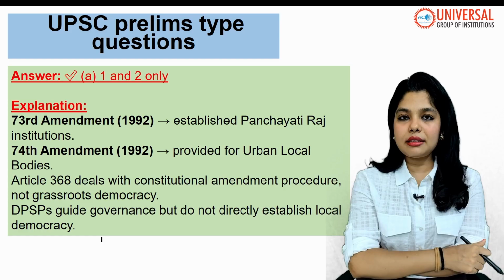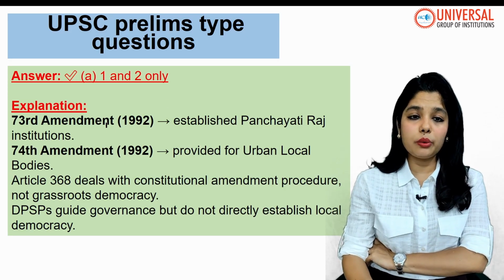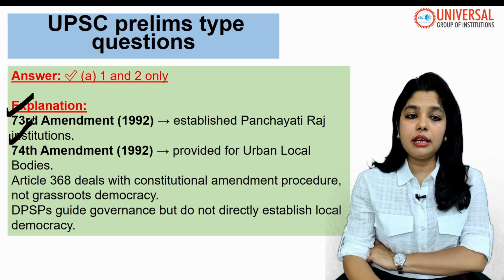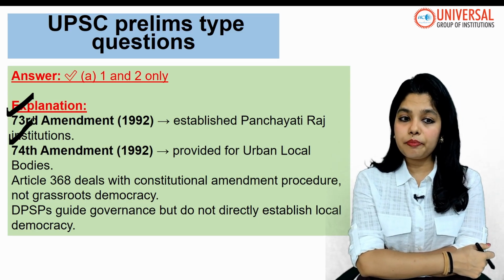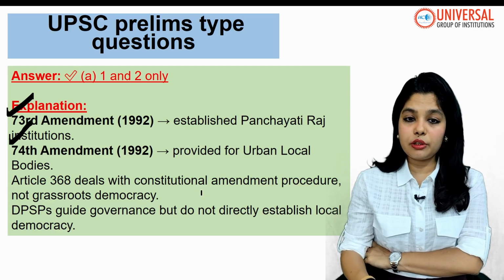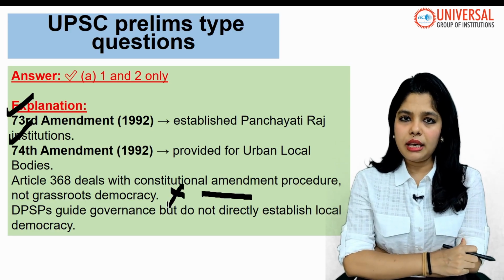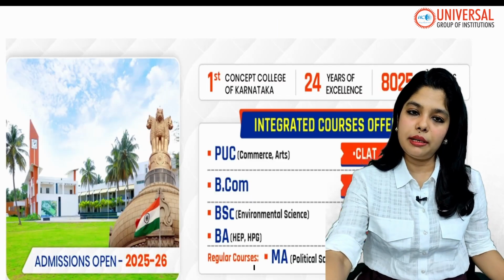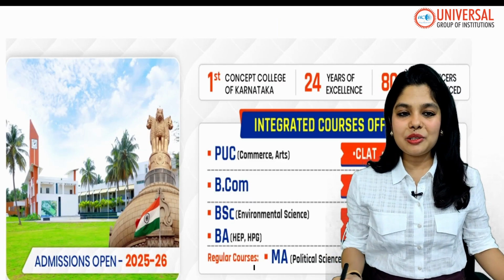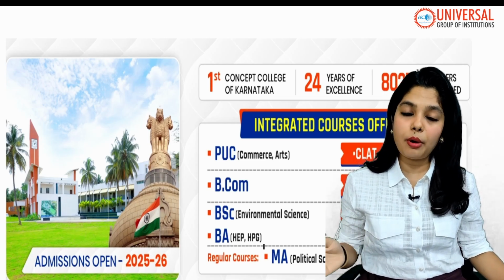So yes, the answer is 1 and 2 only, because the 73rd talks about the establishment of Panchayati Raj. The 74th talks about urban local bodies. Article 368 deals with the constitutional amendment process, which is not grassroots democracy. DPSP again is not talking directly about grassroots democracy. So that's all, students. We have done this polity topic, that is democracy.